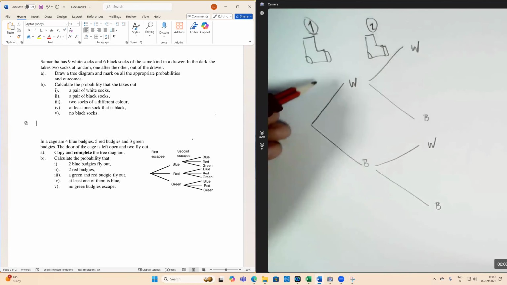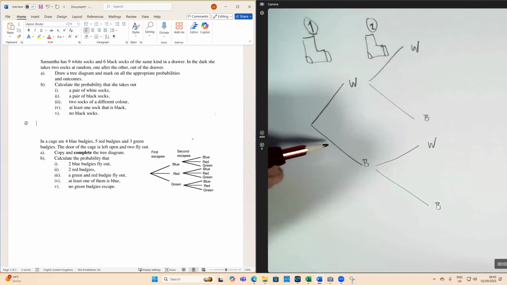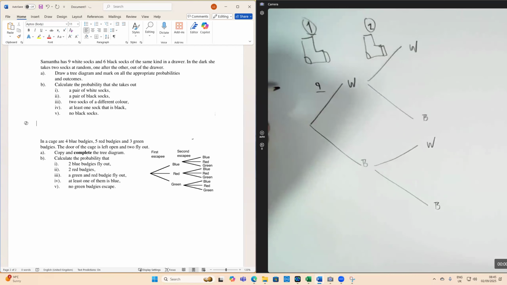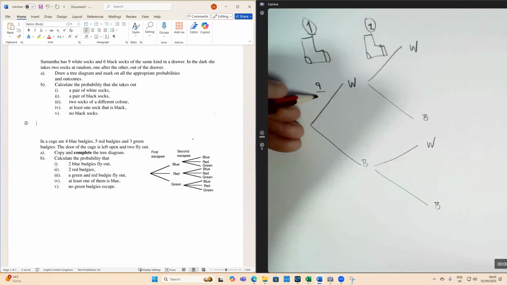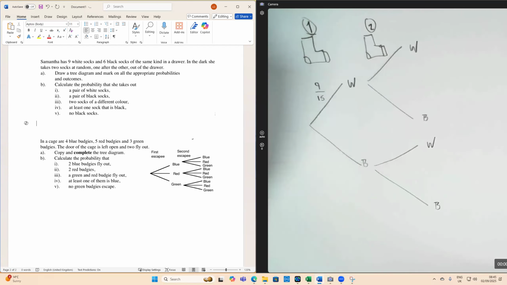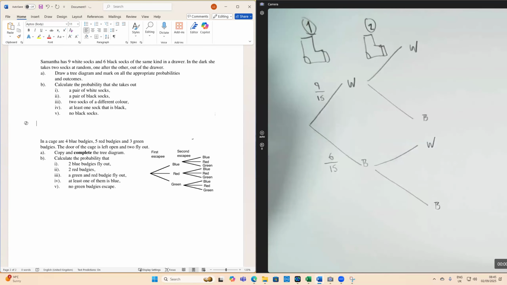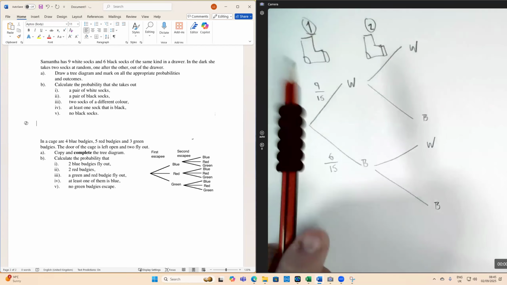Now, when Samantha first reaches into the drawer, there are 9 white socks in the drawer. So the probability is 9, and the total number of socks in the drawer is 15. So it's 9/15ths for the white. And the probability of a black sock is there are 6 black socks in there, and in total there are 15 socks in the drawer. So therefore we have 6/15.